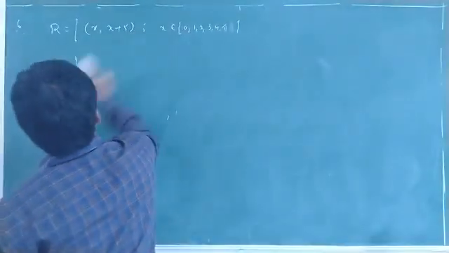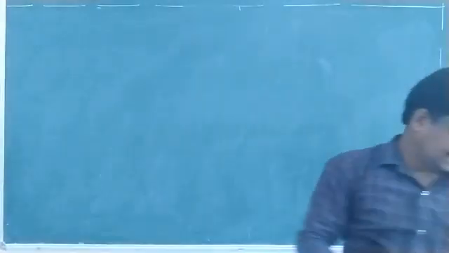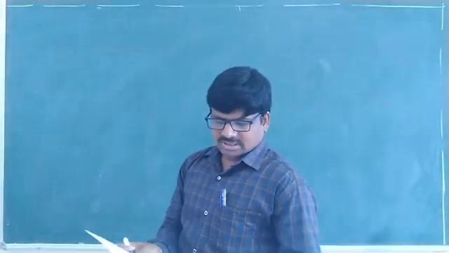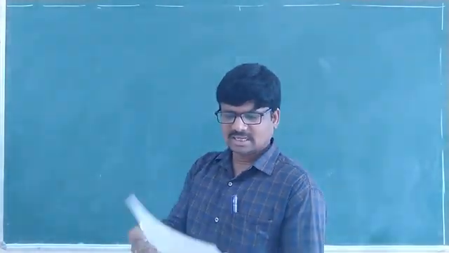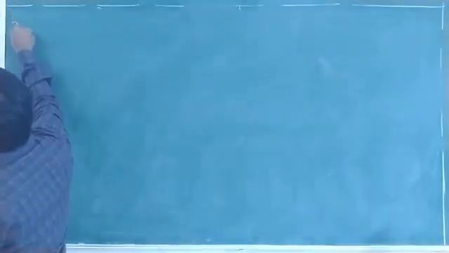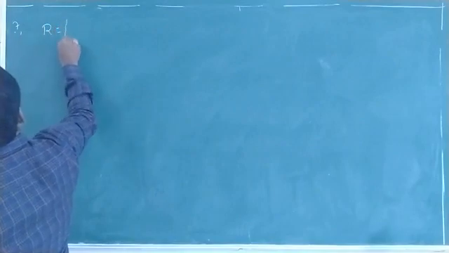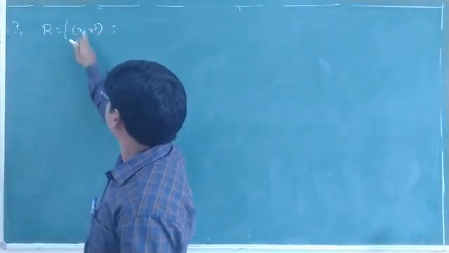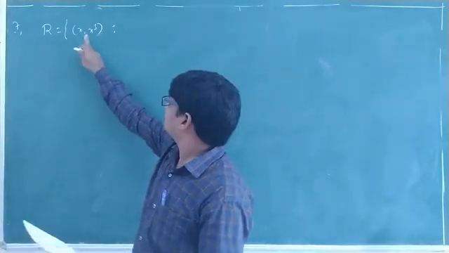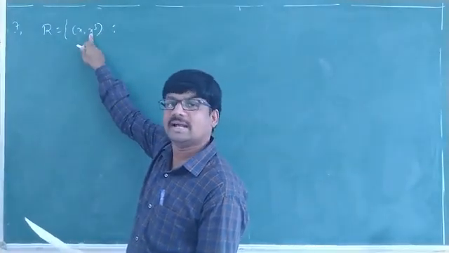Okay. Next, come to question number 7. What is given in question number 7? Write the relation R. What is the relation R that is given here? R is equal to (x, x cube). There is a relation between x and x cube. Here the first element and the second element, y actually. y equal to x cube here.